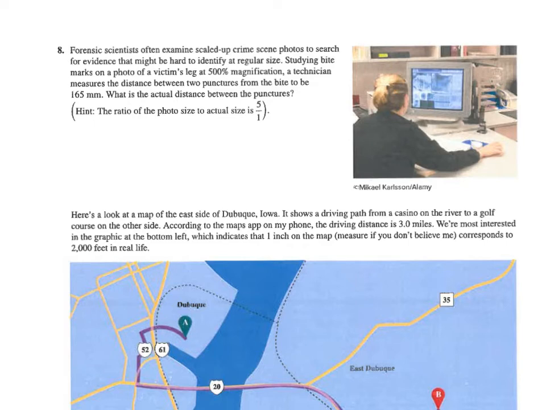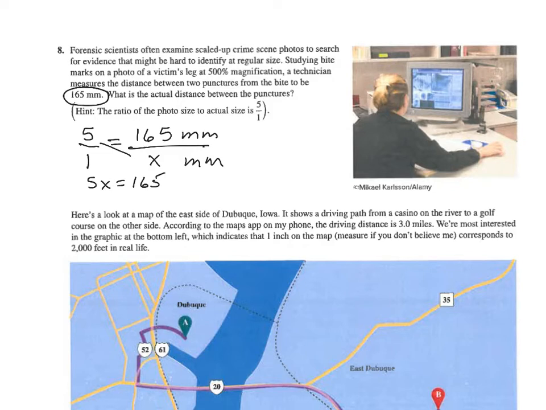So again, they said the ratio of the photo size to actual size is 5:1. Let's use a proportion for this one. The photo size was this 165 millimeters, so we're going to put that in the numerator, because remember that was 5 times as big as the actual size. Let's take a cross product. 5x equals 165, so x equals 33. So that means it would be 33 millimeters. That would be the actual distance between the 2 punctures.